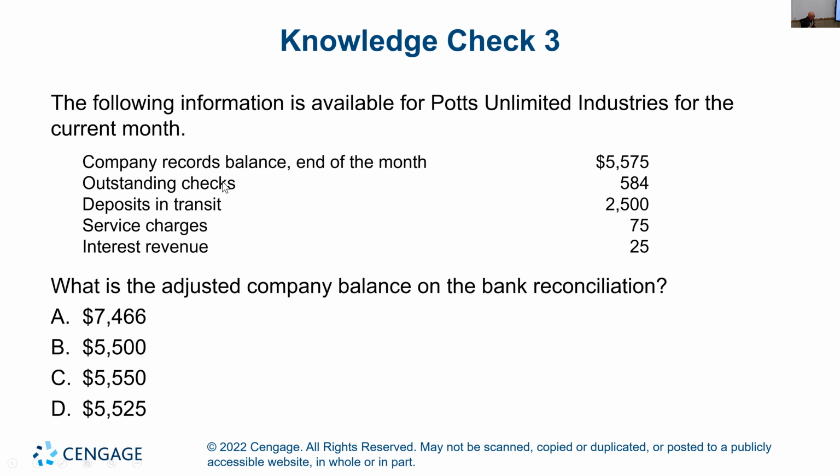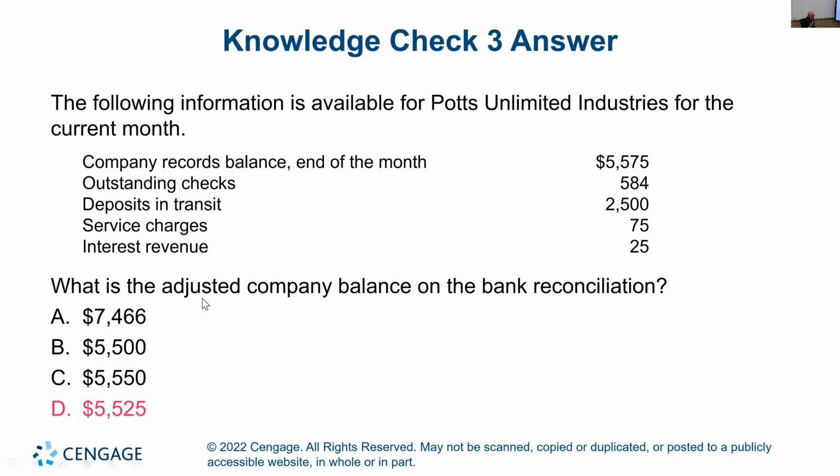Not on the company records because they've already recorded it. Deposit in transit, do we need to worry about it? Not on the company record. That would be an adjustment to the bank records because the bank would not know about it. Service charges, yeah, we'd have to take those off. So that takes us to our 55.75. We take the 75 off, it's 55.50. Interest revenue, yeah, we wouldn't know about that, so it'd be 55.25. And that is your answer.